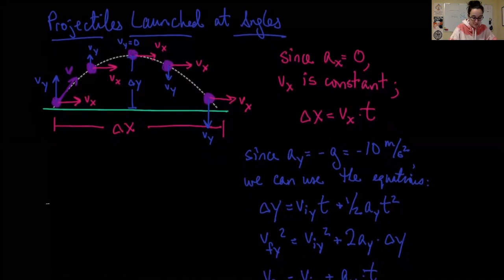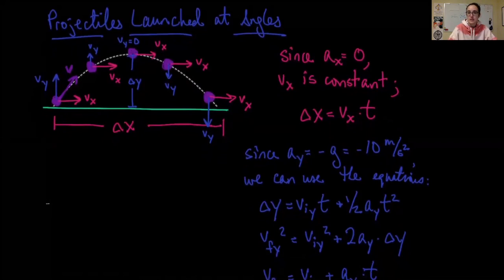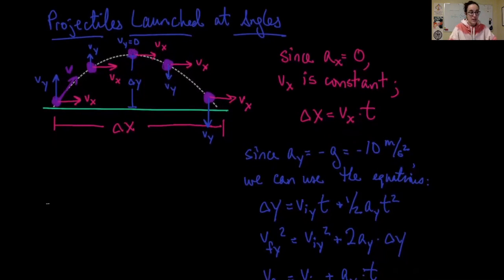So we started today by looking at projectiles launched at angles. We discovered that the motion of a projectile is affected by gravity in the y direction, in other words, in the vertical direction, but the horizontal motion of a projectile is not affected by gravity. So the only equation that we have to analyze the horizontal motion is the velocity equation, delta x equals vx times t, where vx is the horizontal velocity and it isn't changing throughout the flight. And in the y direction, since it's in free fall, we can use all of our free fall equations.